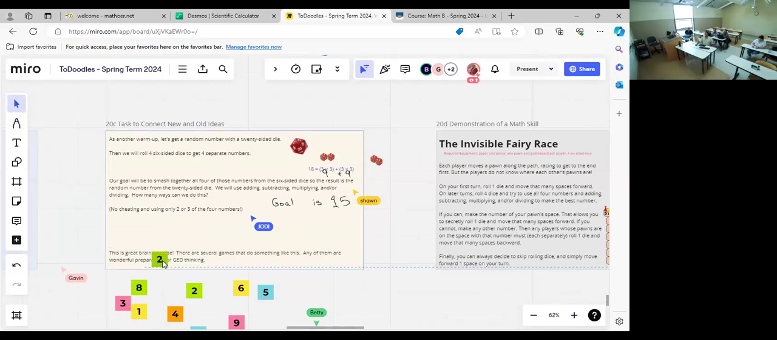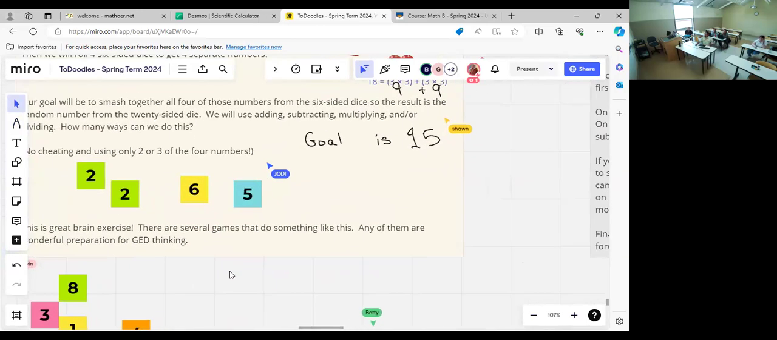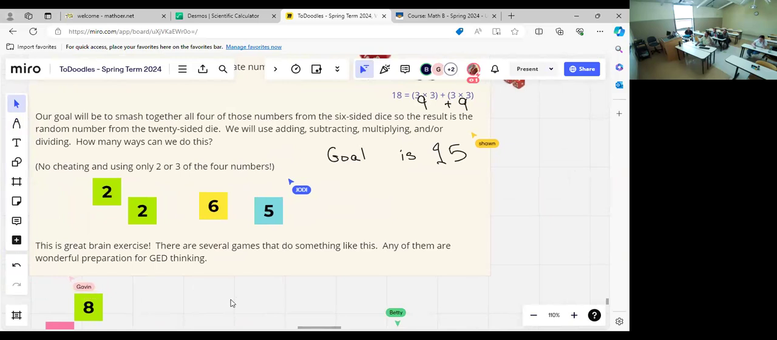Okay, 2, 2, 5, and... the same number. Yeah, I was gonna say that's the same. Can we get to 15 with those numbers? Yeah, add them all up and we get to 15. Okay, that was easy. Let's try it again.